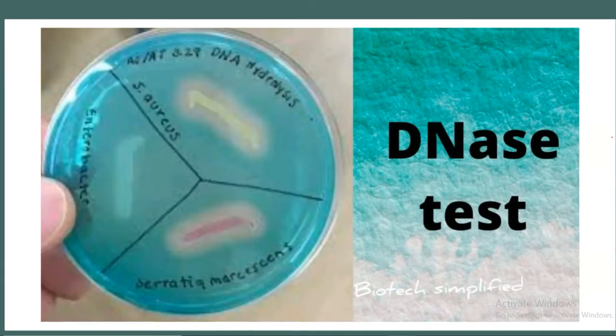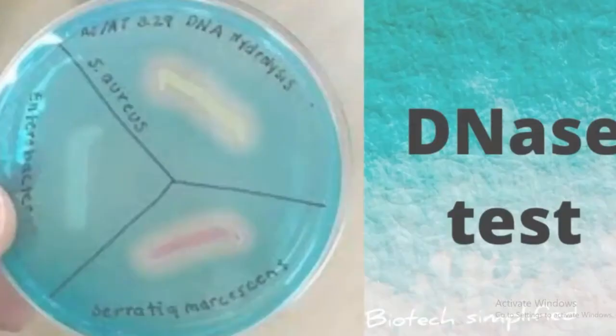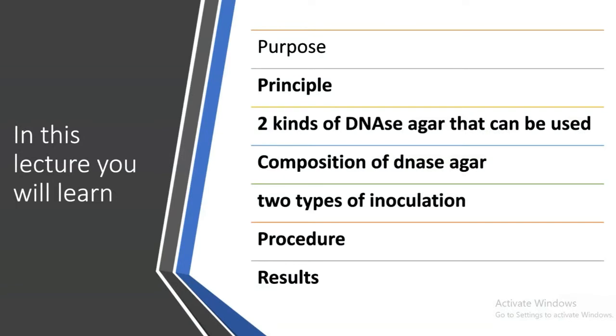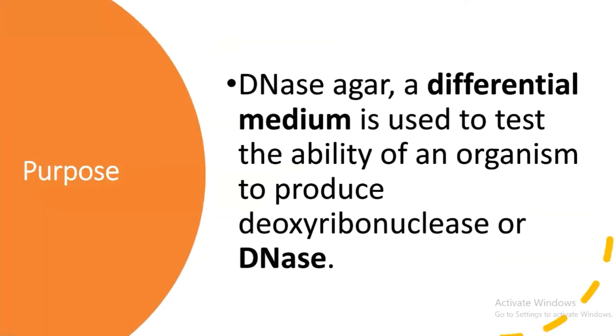Today you are going to learn another biochemical test, that is the DNase test. In this lecture you will learn the purpose, the principle, two kinds of DNase agar that can be used, one with indicator and the other without indicator, the composition of DNase agar, two types of inoculation, one is spot inoculation and the other is band or line streak inoculation, and the procedure and results with indicator and without indicator.